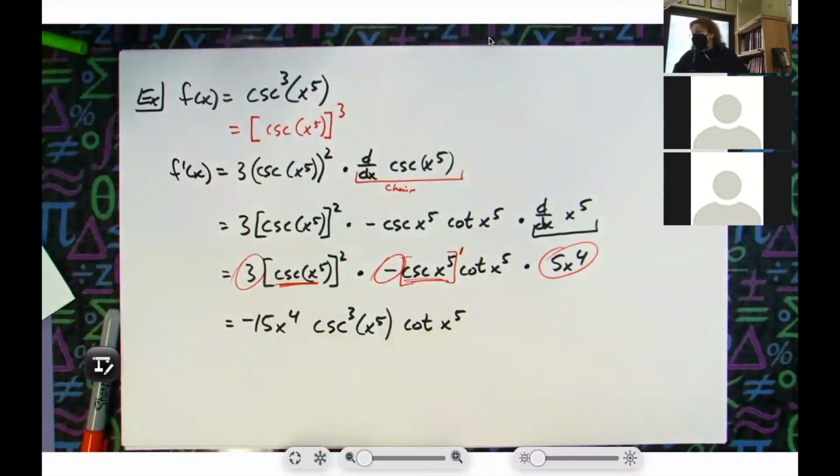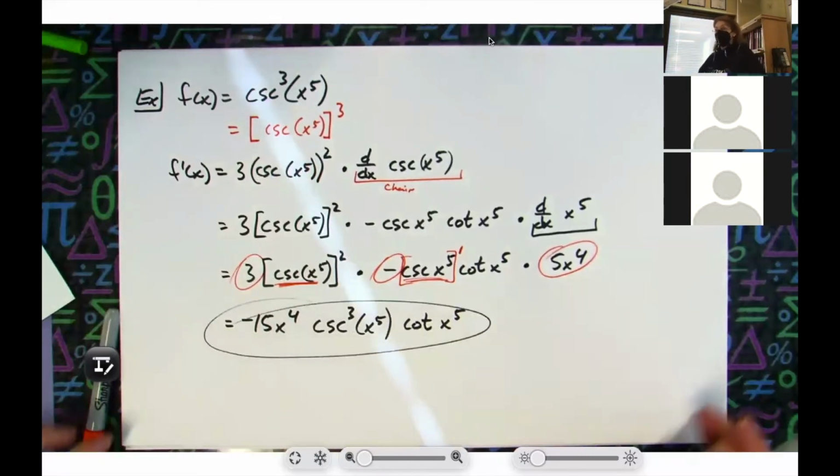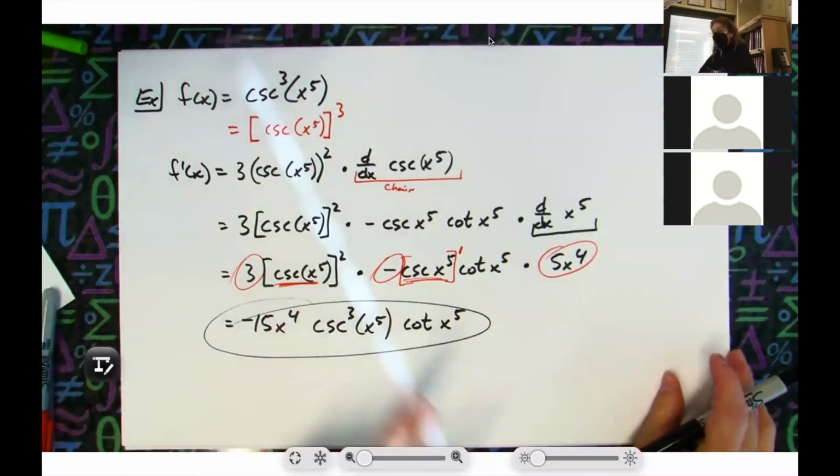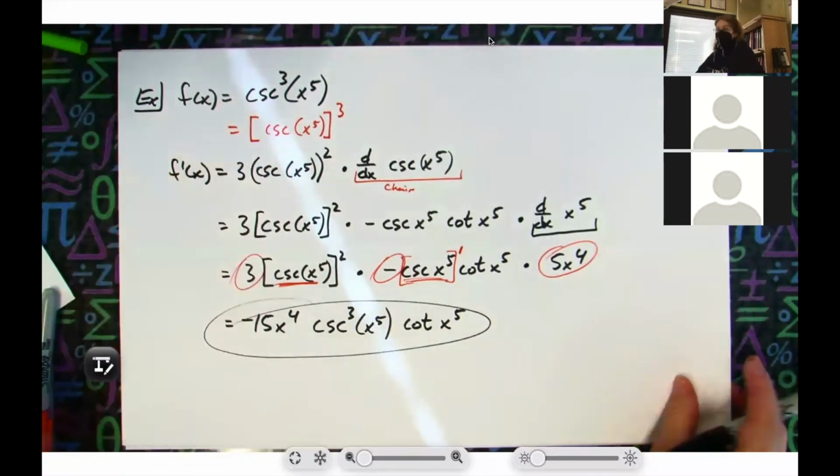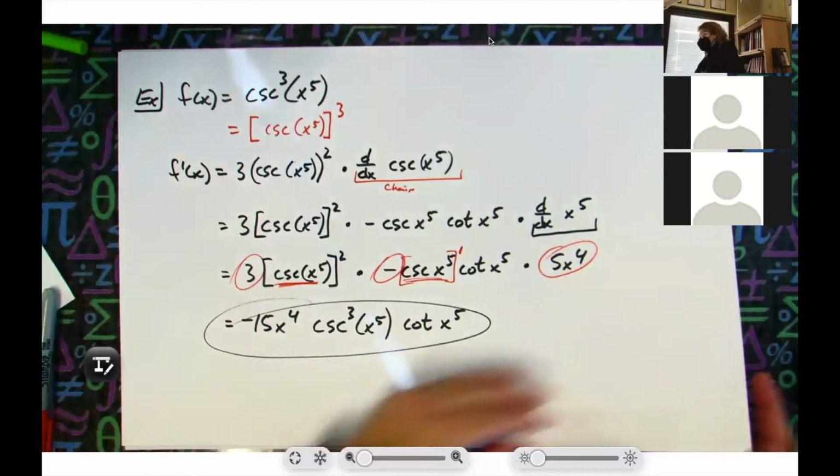You got to show every step. You need to show every chain. And you got to be organized. Okay. But more challenging just because, number one, two chains, and it was a cosecant instead of just a straight sine or cosine function.